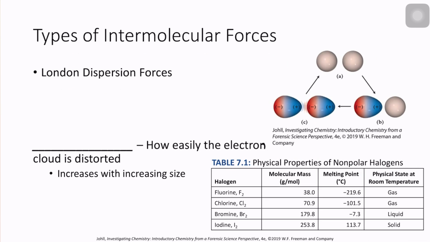All right, in this class, we're going to talk about three different types of IMFs. The first one we're going to talk about is London dispersion forces. Now, don't be alarmed. Sometimes these are just referred to as dispersion forces. Sometimes they're just referred to as London forces. They can also be referred to as LDFs, which are London dispersion forces. They're kind of all used interchangeably.